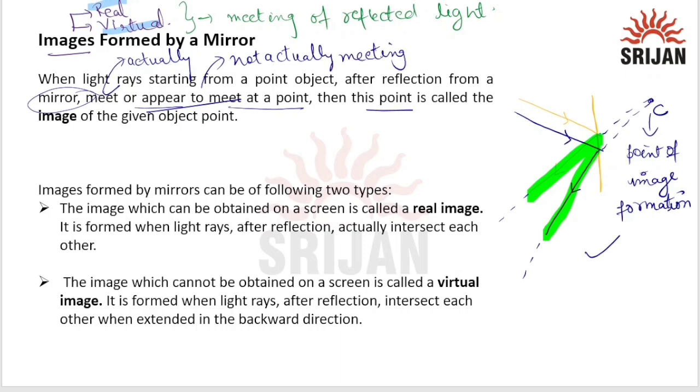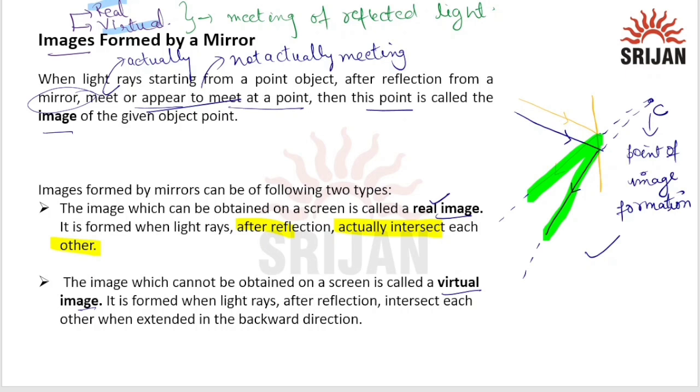Then this point is called the image of the given object point. Now let's discuss real image and virtual image. If the reflected light rays are actually meeting, actually intersecting, then it will give rise to a real image. Therefore, it is written that after reflection they actually intersect each other. When the light rays actually intersect each other, it gives rise to a real image.